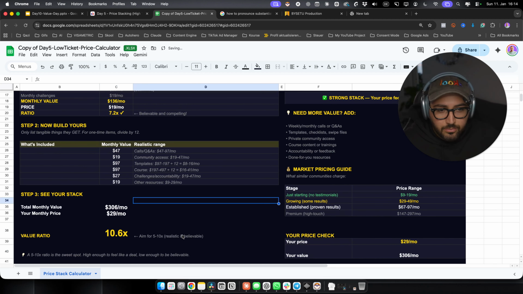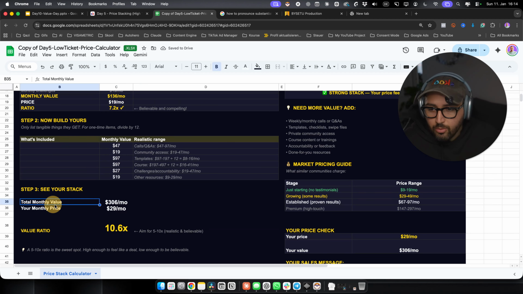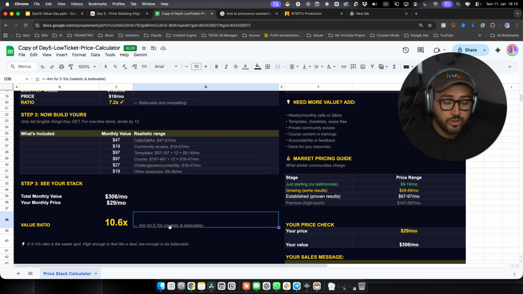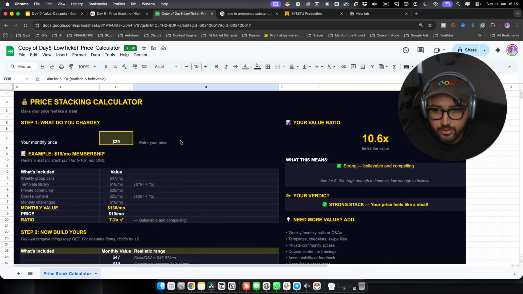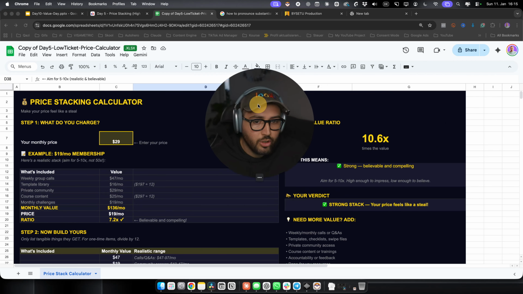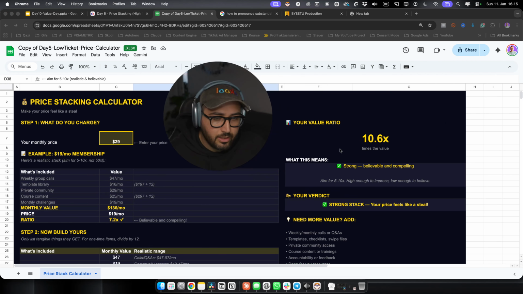And in total, our monthly value is something around 300 plus. Your monthly price is around 29 bucks, which is something around 10.6x. And this is great. We want to aim for something more than 10x, but if it's between 5 to 10x, it's realistic and believable. And here is how you can price your low ticket or your community with this price stacking calculator.